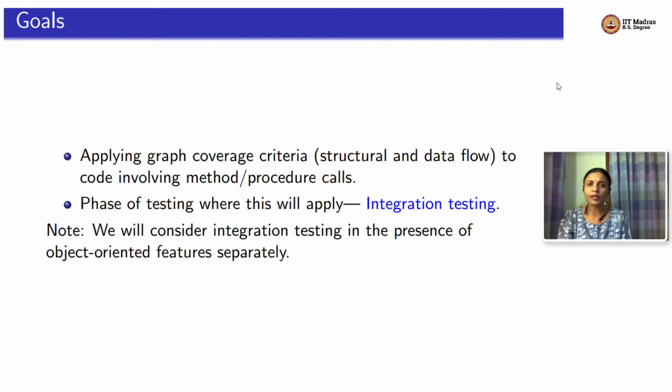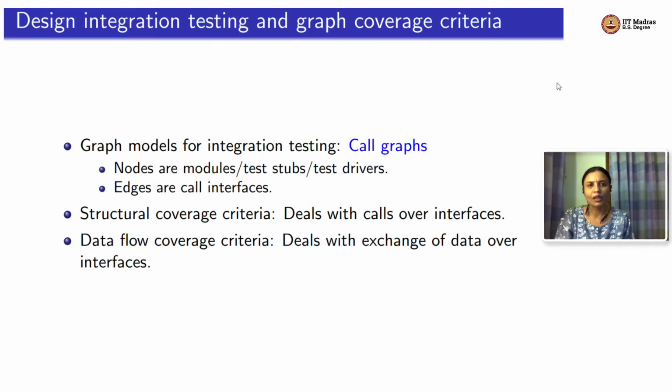And in this process, we will be considering integration testing. I'd like to make a small note here that we assume that the code that we are testing could be Java programs, but it doesn't use any sophisticated object-oriented features. For example, the methods that are being called are not polymorphic. There is no inheritance. Integration testing in the presence of object-oriented features involves slightly different graph models, and that will be taught as a separate module later in the course.